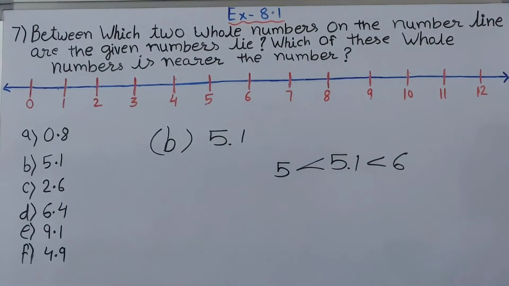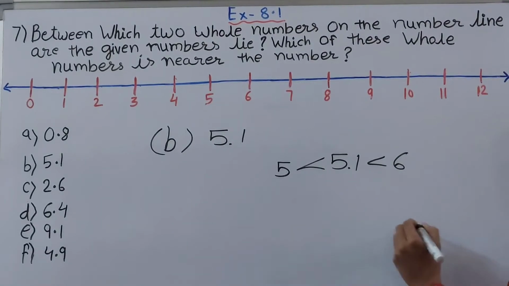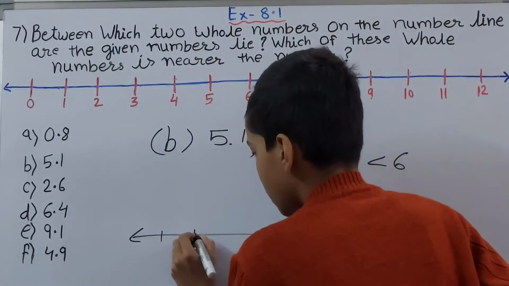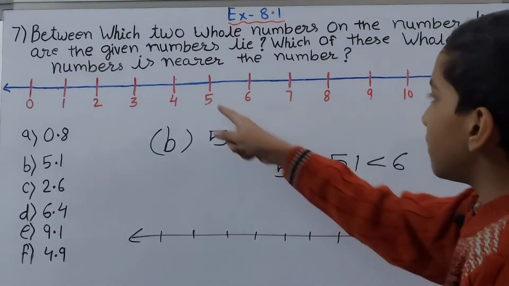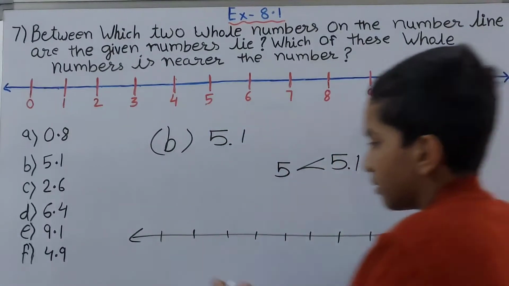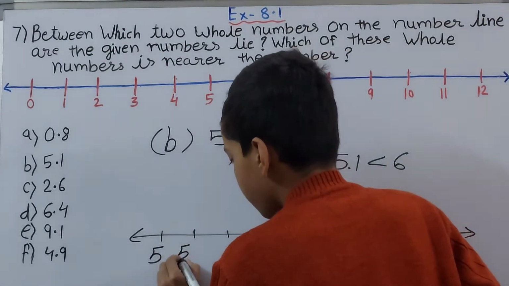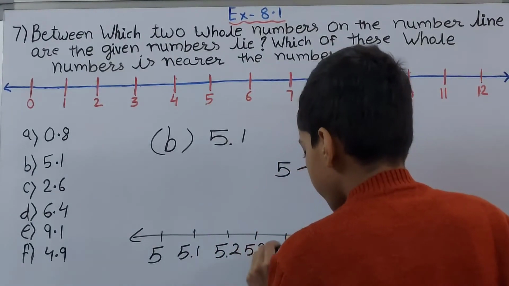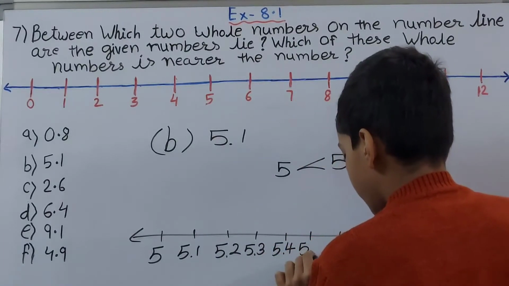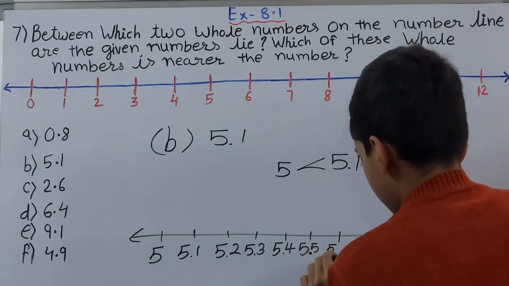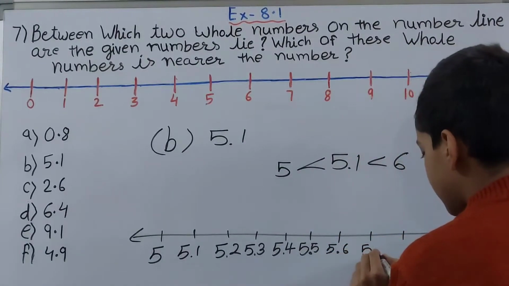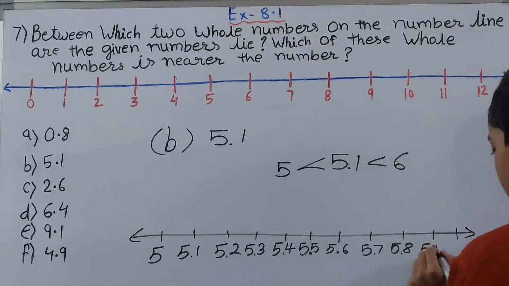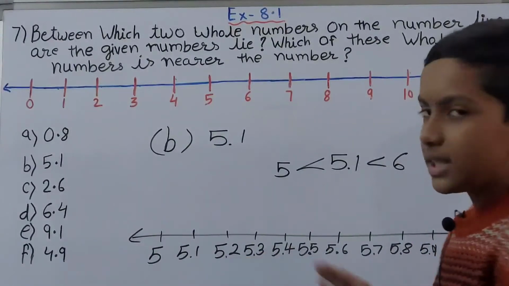Now the second step is to draw the number line and locate them. So let's start drawing the number line, and again we will divide this into 10 equal parts. Now let's start filling them. We will start from 5 and end at 6 wholes. After 5 it will be 5.1, 5.2, 5.3, 5.4, 5.5, then 5.6, 5.7, 5.8, 5.9, and in the last we will put 6. So this is how we fill the number line.